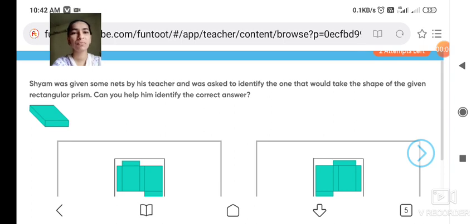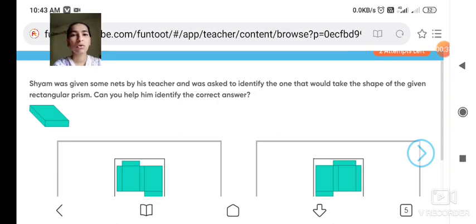Yes students. In the previous video we took the revision of the symmetry chapter. In that we revised rotational symmetry and order of rotation. Now in today's video we are going to revise your next chapter, that is 3D visualization. In that we are taking the revision on nets.